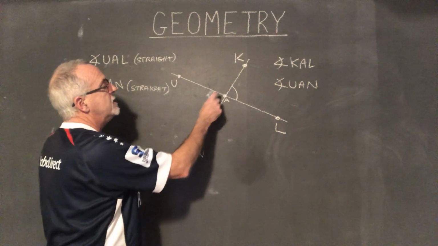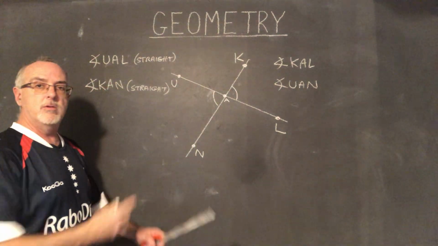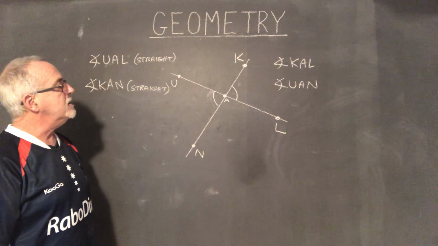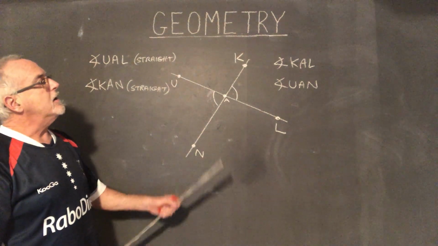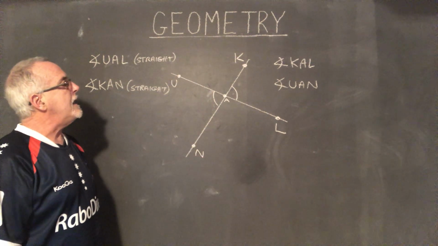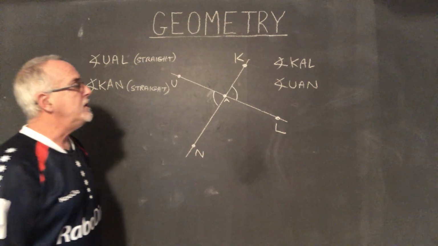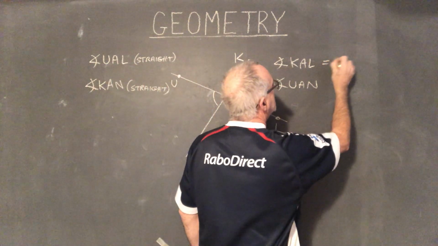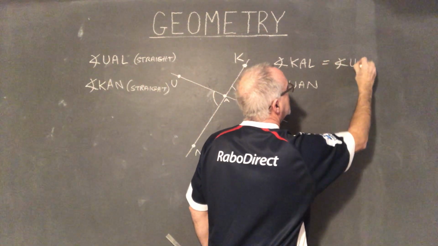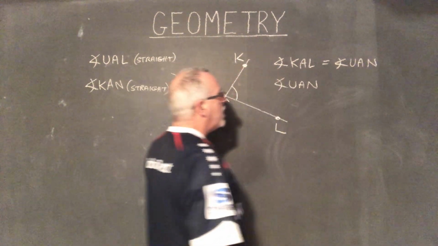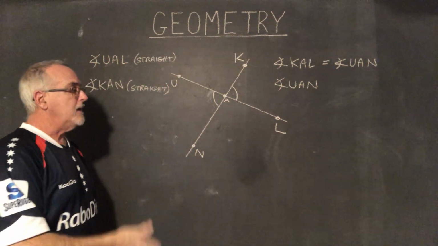So these two non-adjacent angles that I created when I drew the diagram with two lines that crossed each other are called angle KAL and angle UAN, and they have to be equal to each other. So even though I haven't measured them yet, I know they're equal to each other because opposite angles are equal.